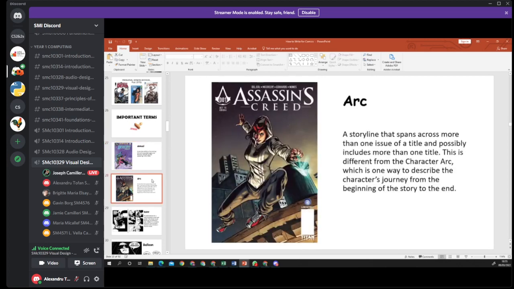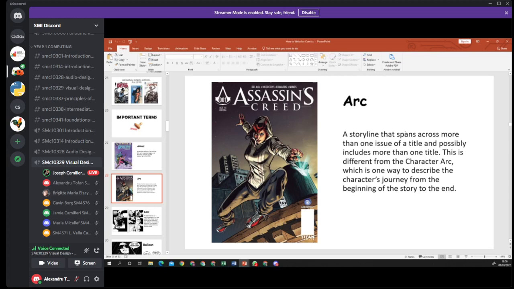The arc would be a storyline that transcends one story, that transcends one timeline, but can actually go into different timelines. A very good example would be Assassin's Creed. Here we have one of the comics of Assassin's Creed, and we see the character of the assassin moving from different periods of time, from the knights to the time of the Vikings, the Egyptian times, and so on and so forth. So those would be different arcs. A story that spans across more than one issue of a title, possibly includes more than one title.